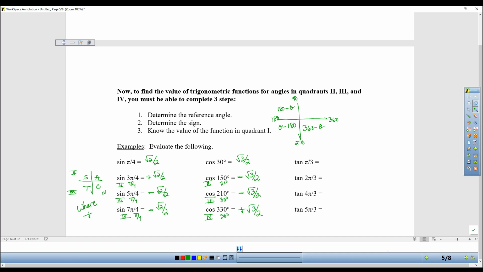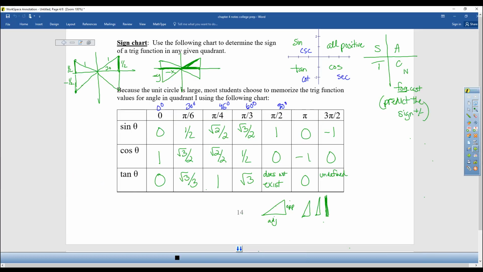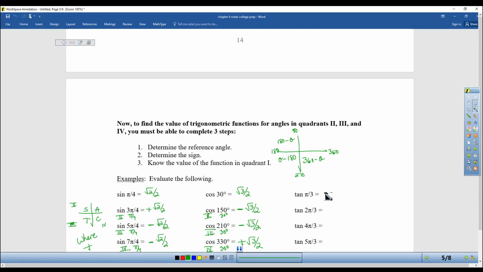You might see if you can do the last one on your own, but of course I'm going to do it for you. So tangent of pi thirds, going back to my chart, tangent of pi thirds is square root of 3. So now, because these are all pi thirds, the reference angle for all of them is pi thirds, which means the value for all of them is going to be the same. The only thing you have to do is to determine the sign by figuring out what quadrant it's in.